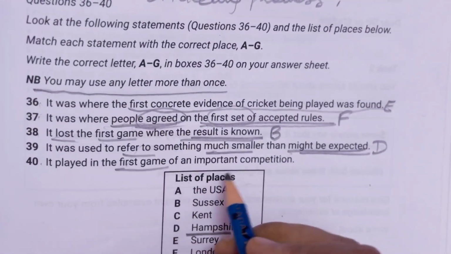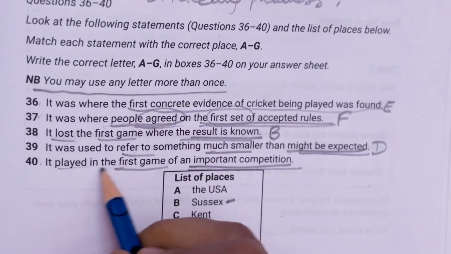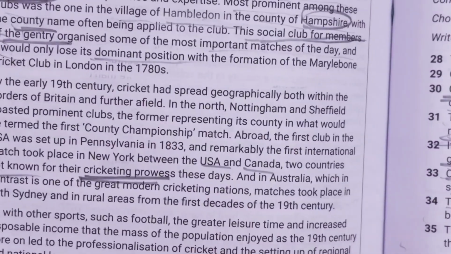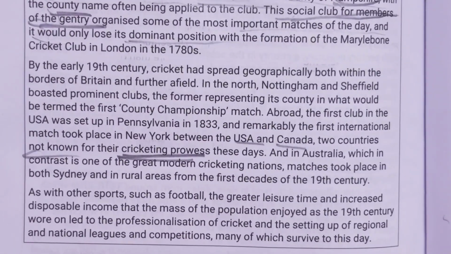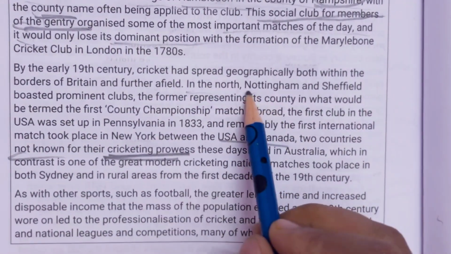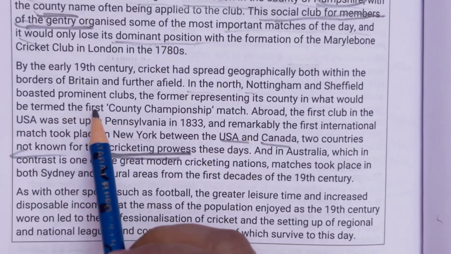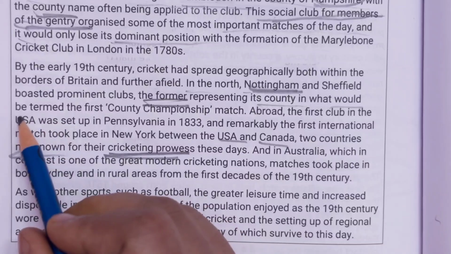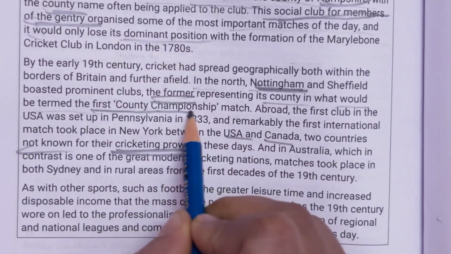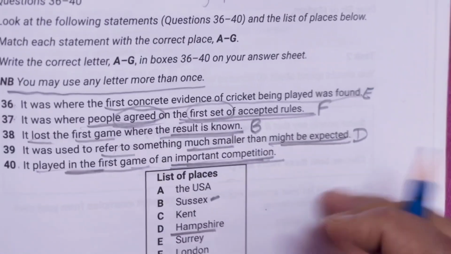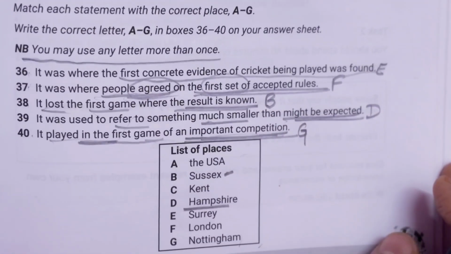It played the first game of an important competition. Okay. First game of important competition. Let's see. In the north, Nottingham and Sheffield boasted prominent clubs, the former, that means Nottingham, representing its county in what would be termed as the first county championship match. That means it's Nottingham only. It's G. So G is the right answer.